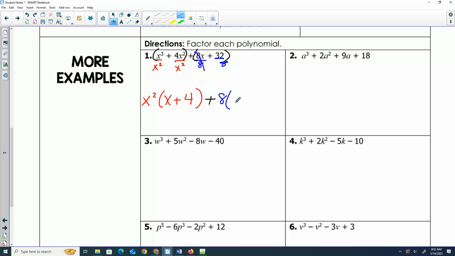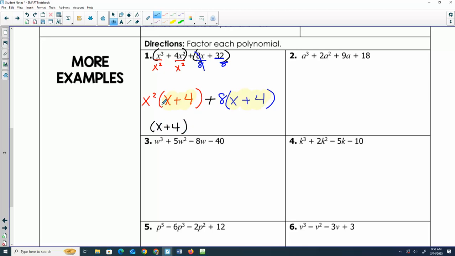Okay, 8x divided by 8 is just x. 32 divided by 8 is 4. In order for it to work, these parentheses have to be the same. If they're not the same, either we can't factor it or you've made a mistake somewhere. If we can't factor it, what do we say? Prime. Okay, so those parentheses are the same, so now what I'm going to do is just write that parenthesis.